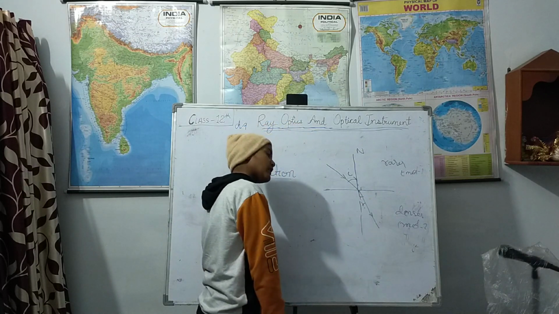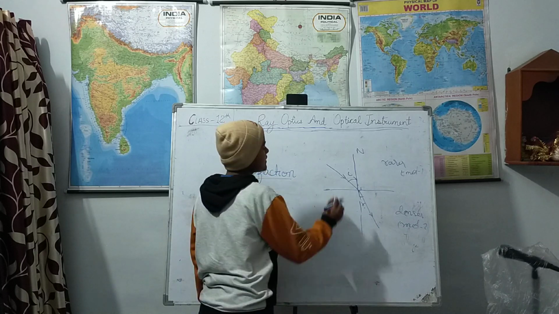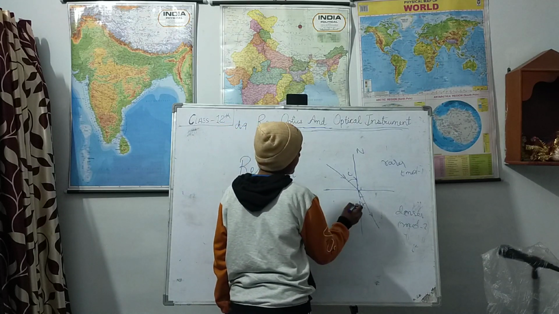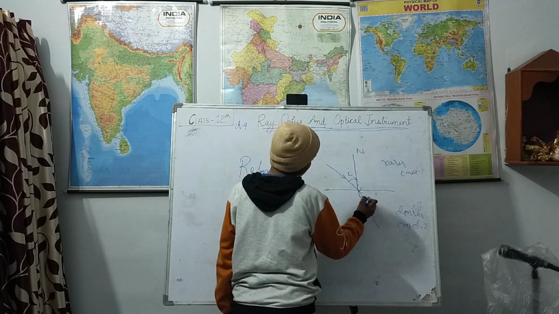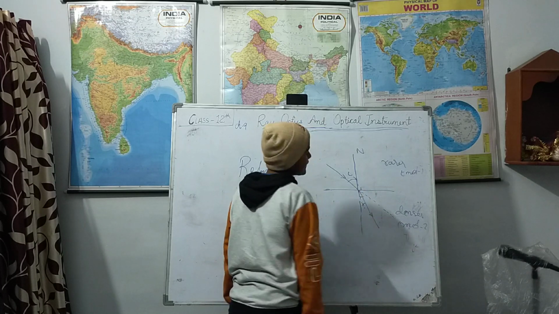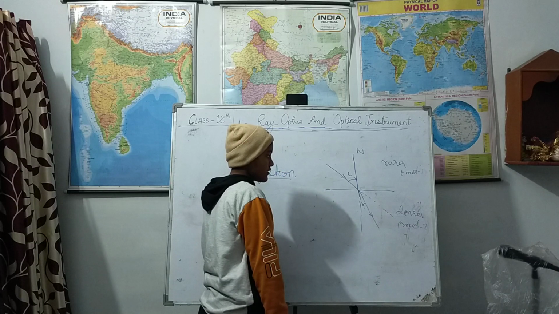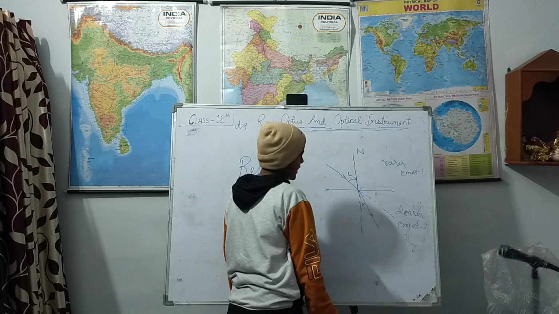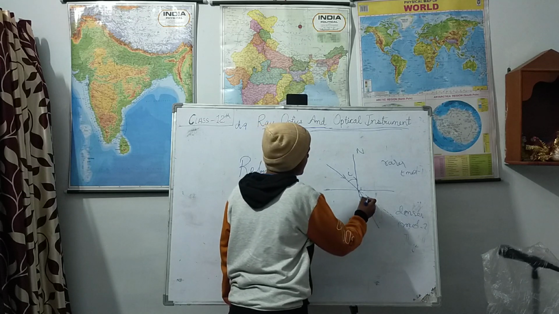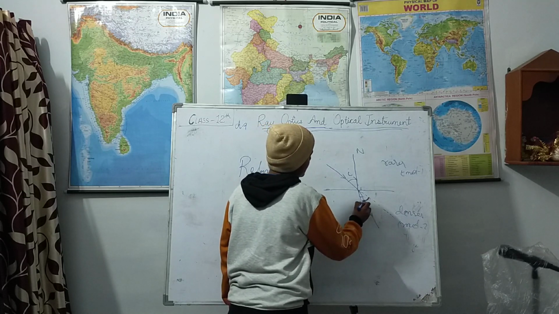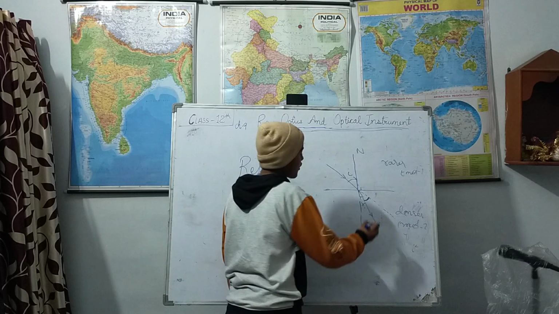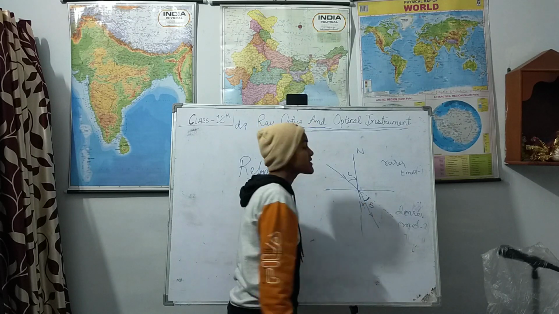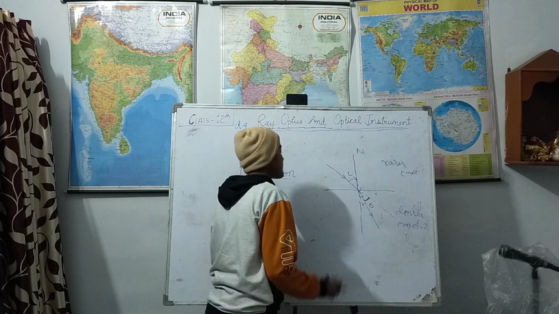Now, what is angle of deviation? See here, the incident ray should have gone like this if the medium had not changed. So the angle between the actual refracted ray and the expected ray is called the angle of deviation, and it is represented by delta, which is a Greek letter.